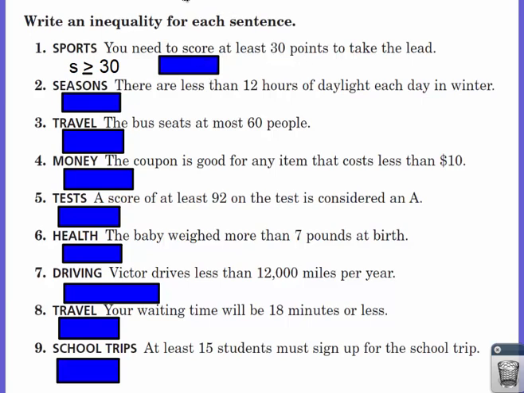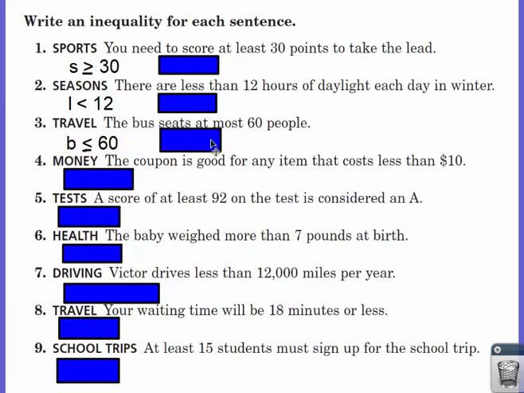Okay, so number 2, there are less than 12 hours of daylight in each day in the winter. Okay, so there is less than 12 hours. So I would put light is less than 12. So since it's less than 12 hours, 12 is not going to fit into what we call the solution set. Okay, number 3, the bus seats at most 60 people. Well, at most means that 60 is a maximum number. Okay, so B is less than or equal to 60.